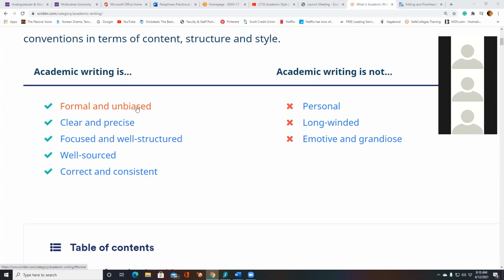So academic writing is formal, clear, precise, focused and structured, well-sourced, correct and consistent. It is not personal. Don't include your personal experience unless your instructor specifically asks you to, and that is rare in academic writing. It's not long-winded. It's not emotive. What they mean is not emotional. You can be passionate about a topic if you're persuading us, but you have to be measured. You have to be more academic or more formal when you're doing that.